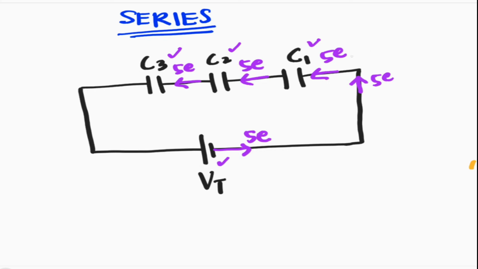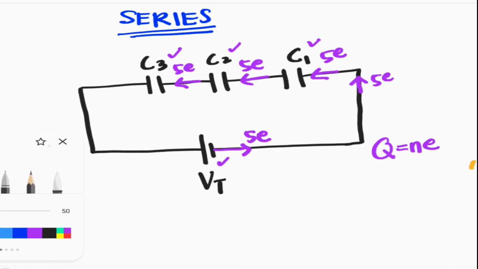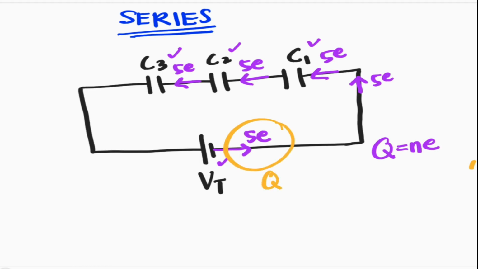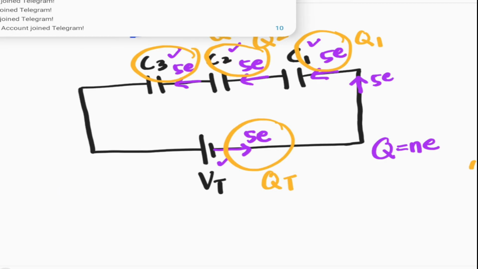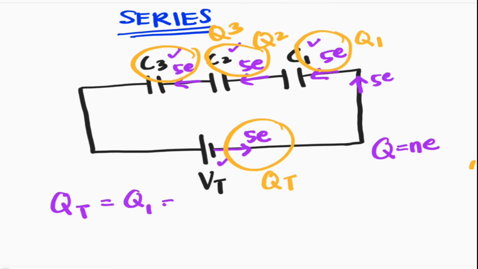C3. So the number of electrons flowing in this circuit gives the amount of charge, because Q equals NE. That means the total charge Q total equals Q1 equals Q2 equals Q3. So the concept here is that the charge is the same: Q total equals Q1 equals Q2 equals Q3, equal to a value.